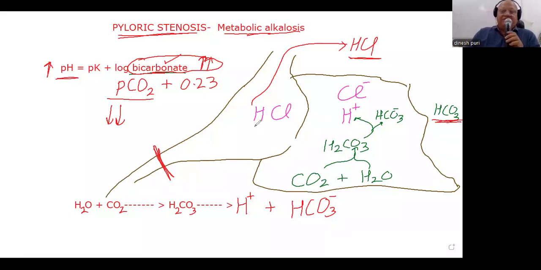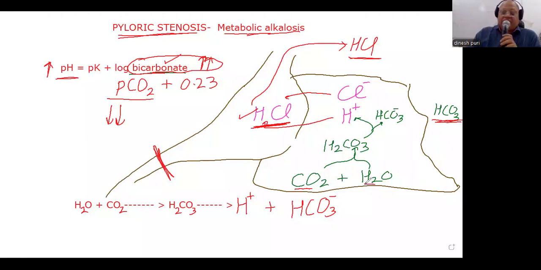For that, we will have to see how HCl is generated and secreted. All of you must be knowing that in the parietal cell, HCl is not produced. Cl minus and H plus are secreted separately, and in the gastric lumen, they combine to form the HCl. How H plus is generated, this is an important thing we have to discuss.